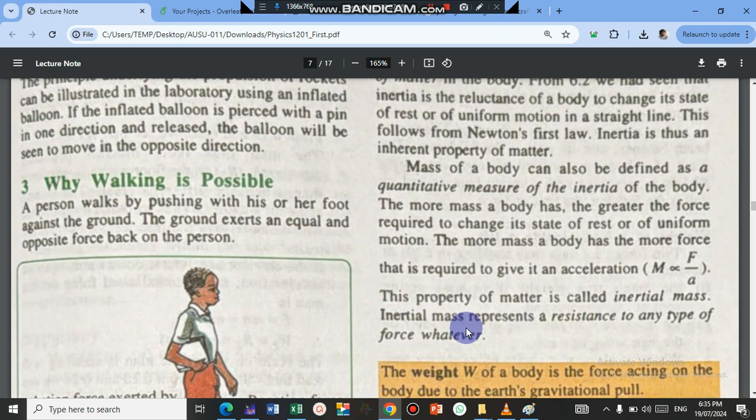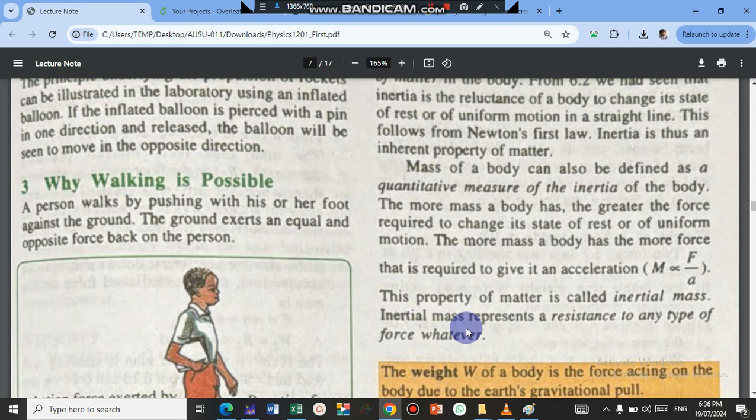If an object is at rest and a force tries to set it in motion, it will offer resistance. That resistance, we call it inertia. The resistance is high when the mass is high. The resistance is low when the mass is low. That is what they are saying.